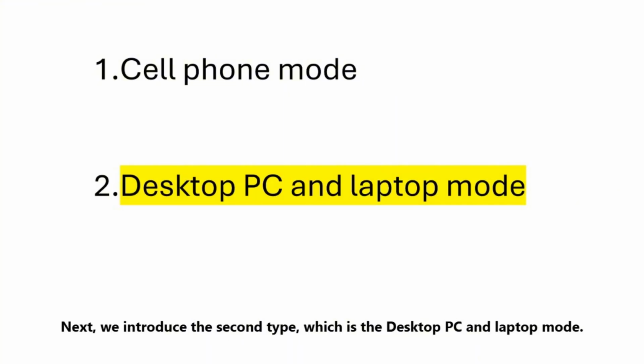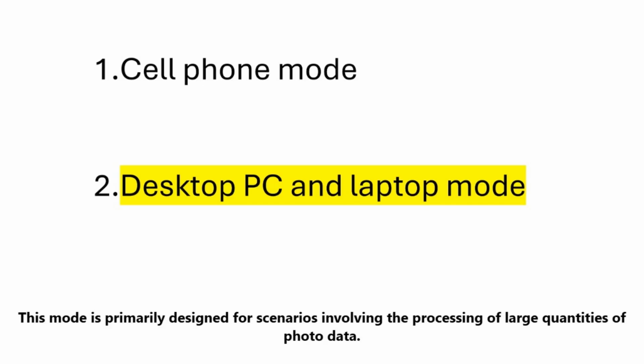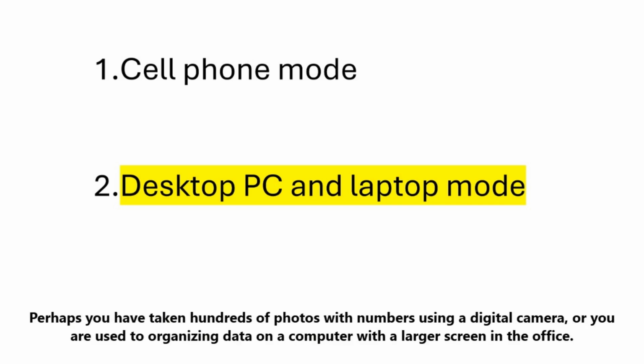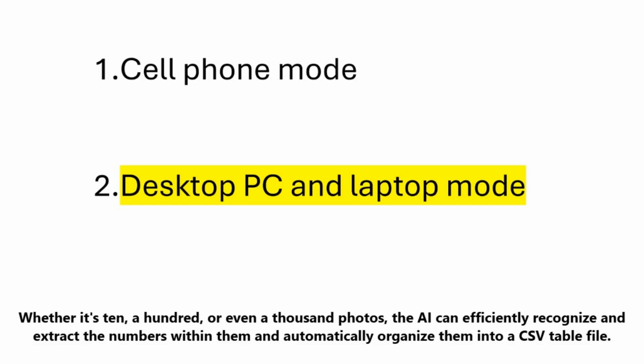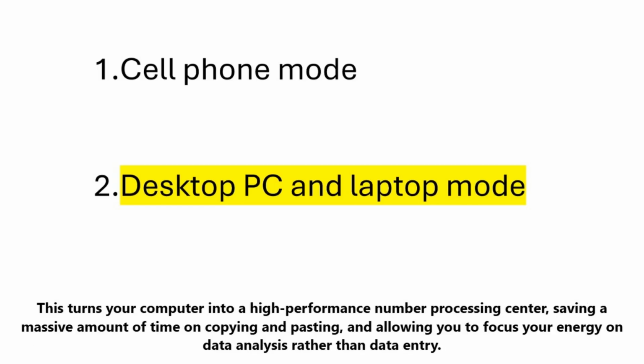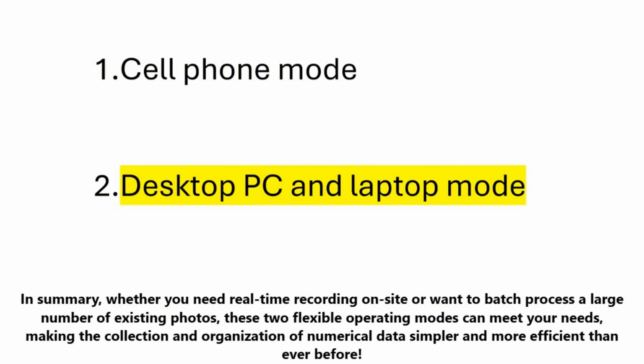Returning to the design philosophy of the tool. Next, we introduce the second type, which is the desktop PC and laptop mode. This mode is primarily designed for scenarios involving the processing of large quantities of photo data. Perhaps you have taken hundreds of photos with numbers using a digital camera, or you are used to organizing data on a computer with a larger screen in the office. In this mode, you can upload photos to the tool in a single batch, allowing Google AI to perform batch processing. Whether it's 10, 100, or even 1,000 photos, the AI can efficiently recognize and extract the numbers within them and automatically organize them into a CSV table file. This turns your computer into a high-performance number processing center, saving a massive amount of time on copying and pasting, and allowing you to focus your energy on data analysis rather than data entry.